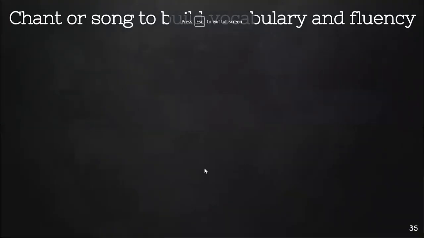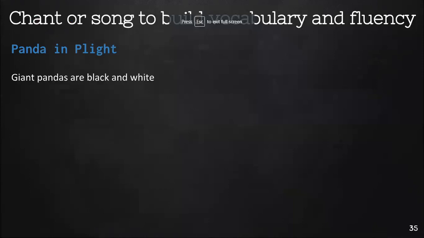So this next one is a lot of times people's favorite one. And I will say I love this one, and I'll tell you how I used it. I'm not going to chant it for you, but chants or songs really help to build vocabulary and fluency. I'll demonstrate the beginning of it. This one is Panda in Plight, and I would say it and then they would say it. So it would be, giant pandas are black and white, and then the students would say it. And we went through the whole thing.